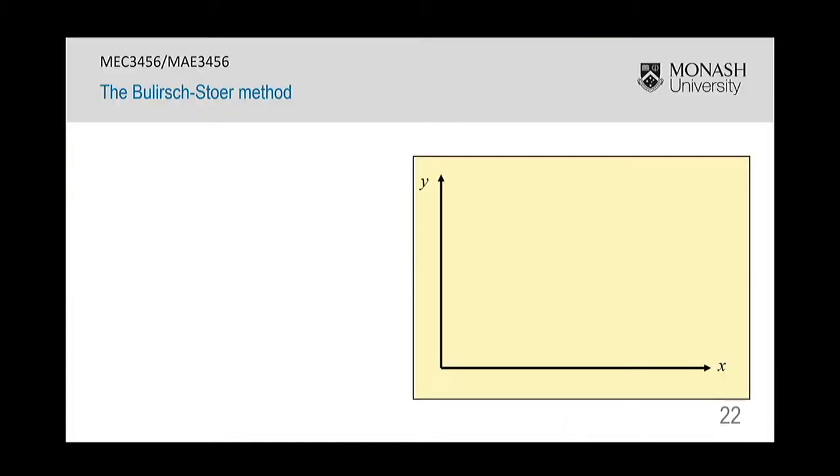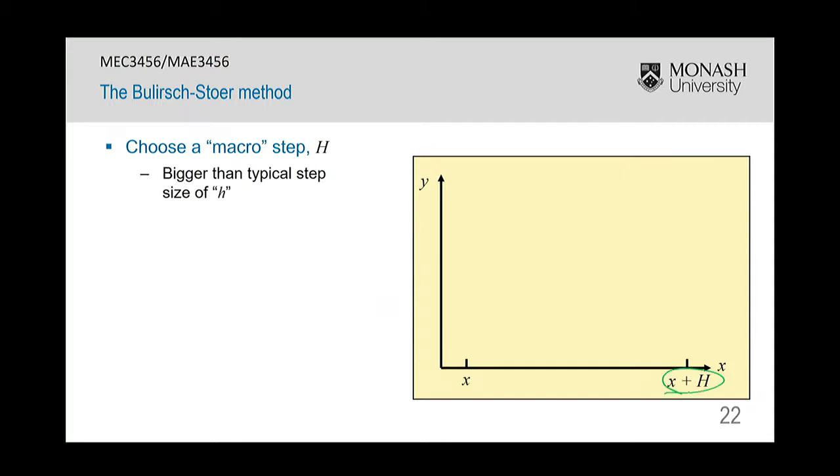So imagine that we're trying to integrate from a point x to some point x plus capital H. What we're doing here is choosing a macro step, H, which is very much bigger than your typical step size h. So for example, if we were integrating from x equals 0 to 100, you might choose H to be 10. And integrating from x to x plus big H will be comprised of a series of smaller steps h.